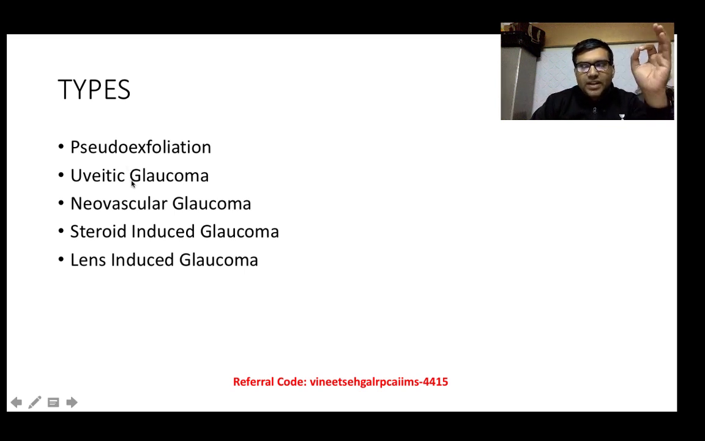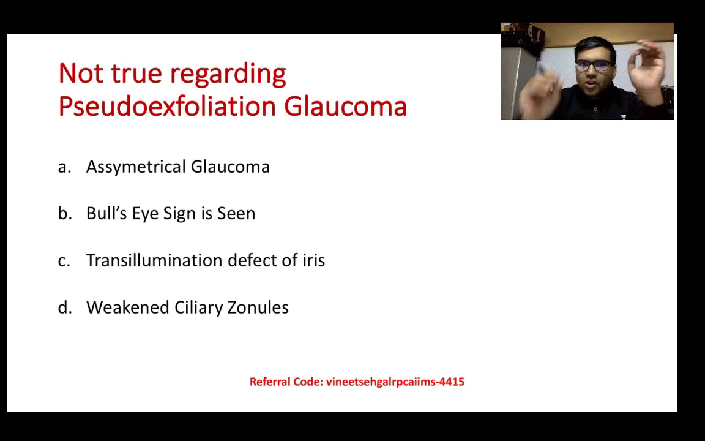We would discuss in brief various important points regarding these types of secondary glaucoma, and I have prepared the session in a Q&A fashion. So I would be giving you first a question and then a very brief explanation. So let's start. The first question for you is regarding pseudoexfoliation glaucoma. Not true regarding pseudoexfoliation glaucoma. Your options are asymmetric glaucoma, bullseye sign is seen, trans illumination defects are seen, weakened ciliary zonules.